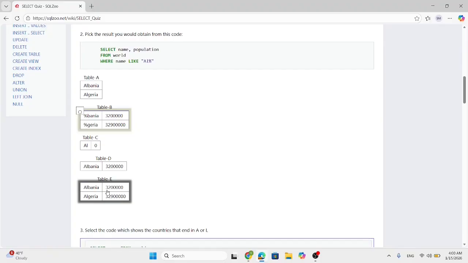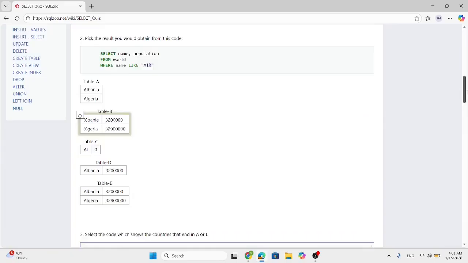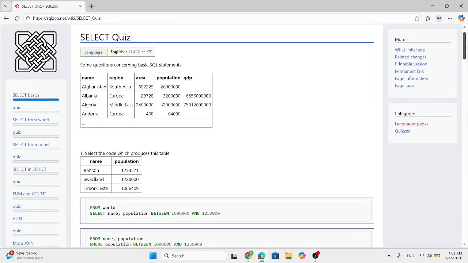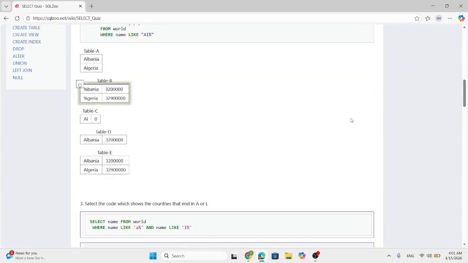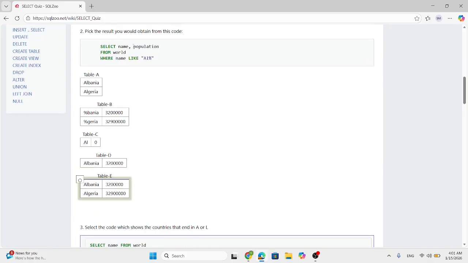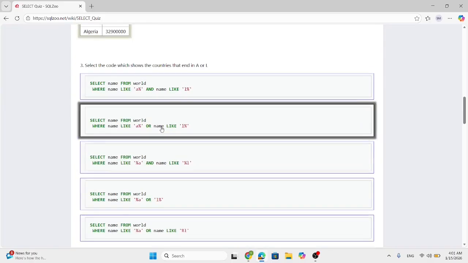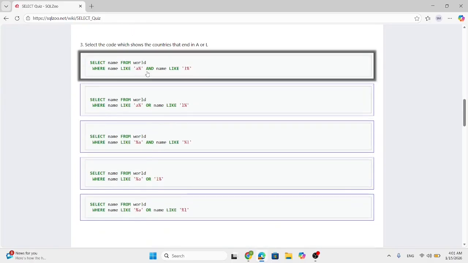So what's the thing in here? Name: Albania, Algeria, population. From the names like Al. Did it say something about Algeria, Albania, population, area? I think we can select this because it didn't say anything about the population. So we can continue with the other question.